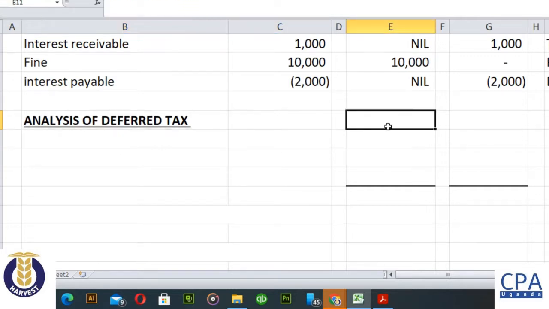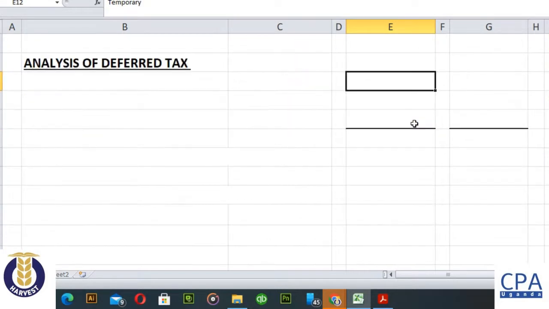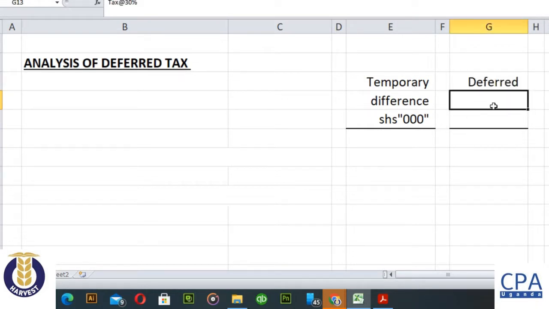So you create 2 columns. After working out this, create 2 columns. In one column, you capture the temporary difference, depending on the currency. Mine is the shilling. Then you will need to compute the resultant deferred tax, whether it's a liability or asset, at 30%.